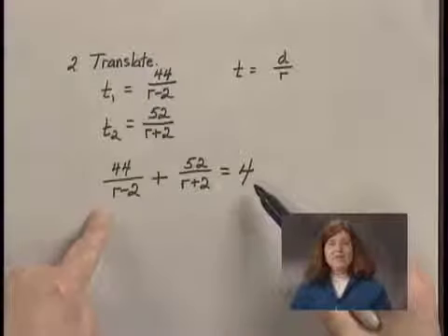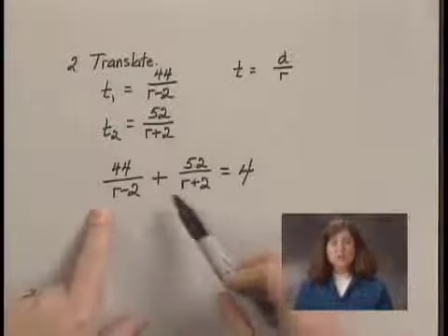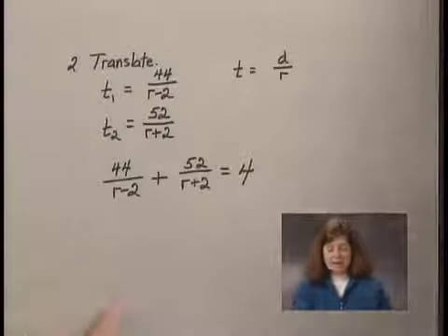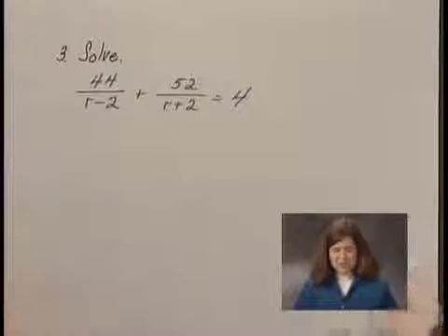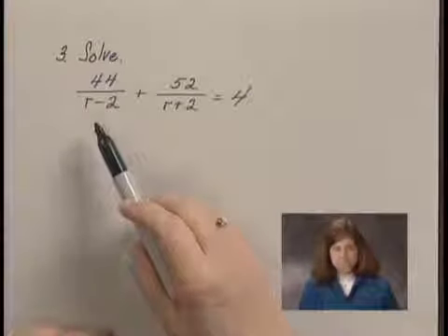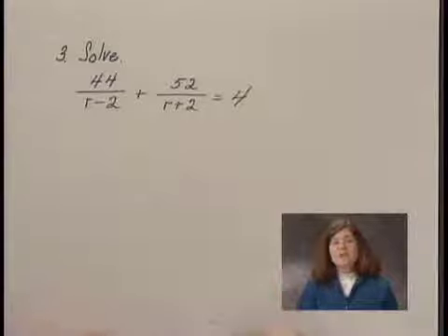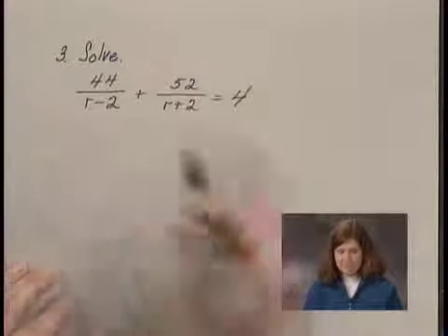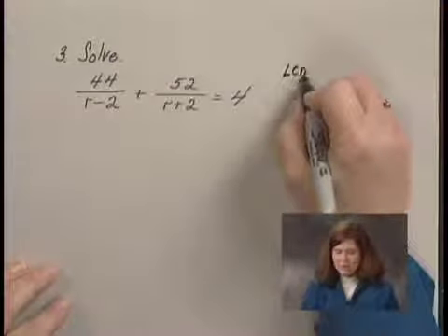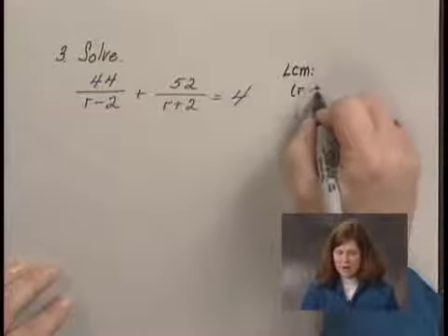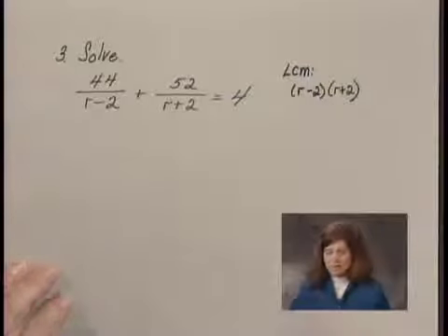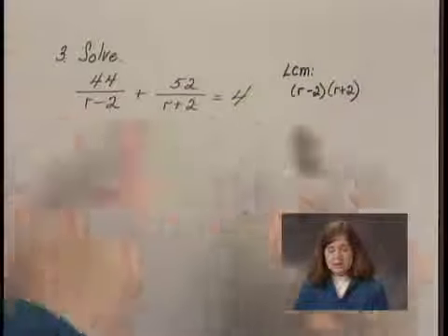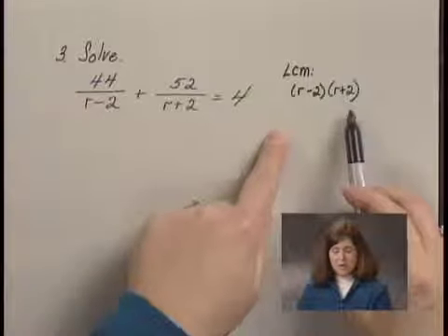When I've done this, I now have an equation with just one variable, r, and I can solve that for r. When I solve an equation like this with a variable in the denominator, I want to multiply by the least common multiple of the denominators. In this case, the least common multiple is r minus 2 times r plus 2. So I'll multiply both sides of the equation by this quantity.